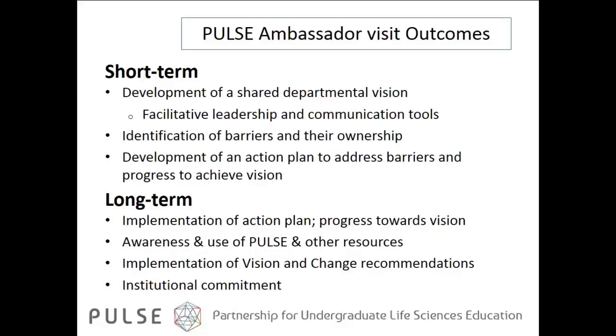The long-term goals are really to help the department over the next few years by making them aware of resources that are out there, Pulse resources, but also other resources in the physiology world, to try to buy in some institutional commitment and faculty commitment.